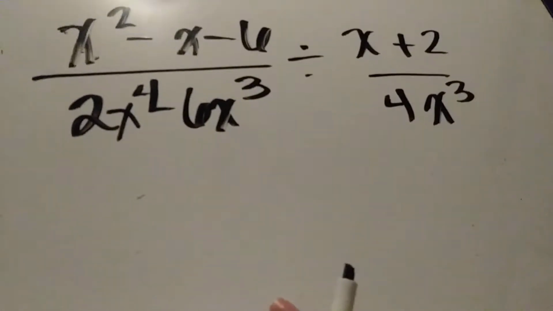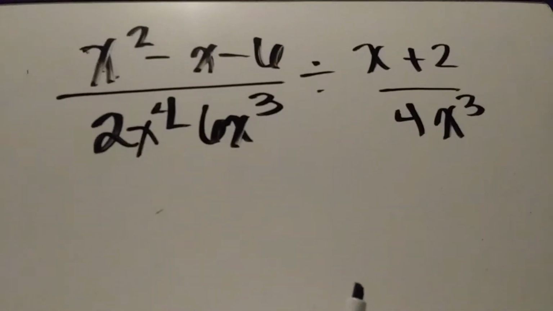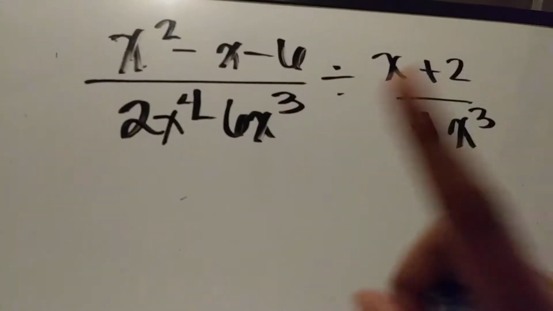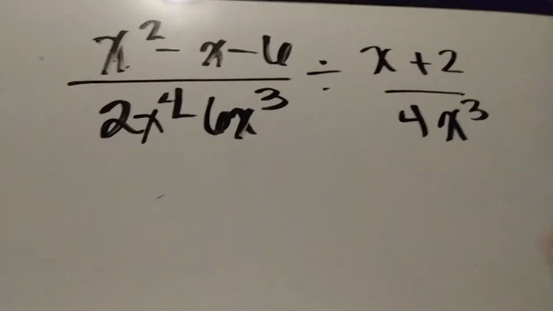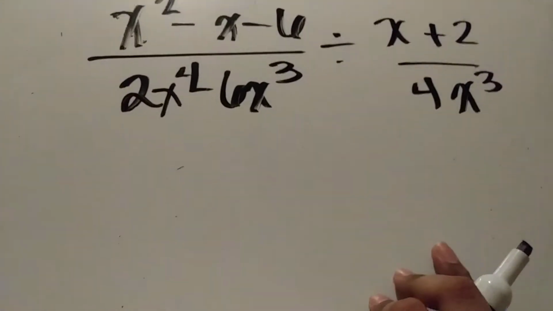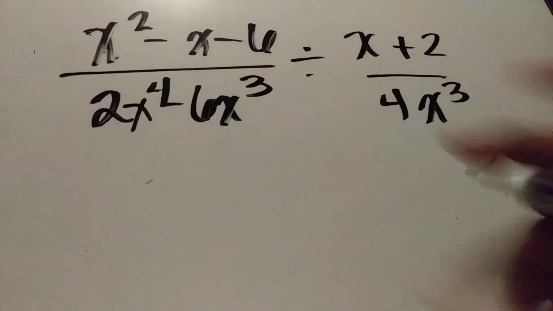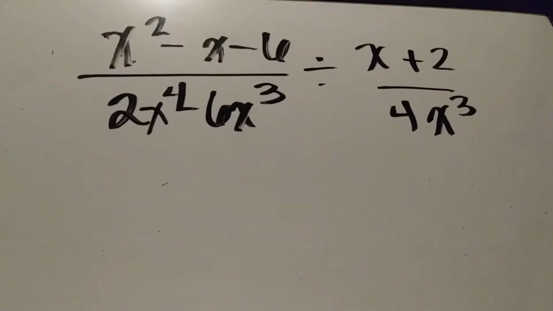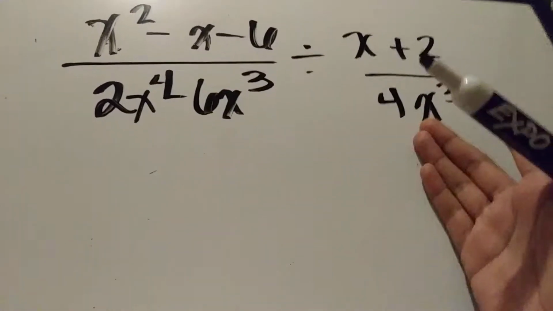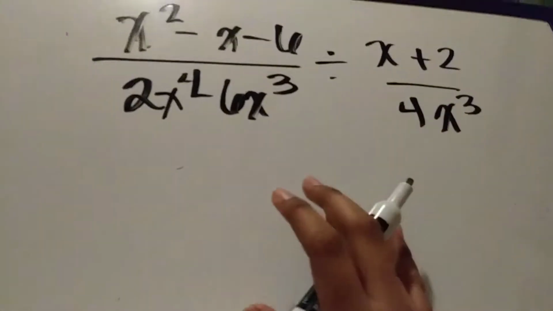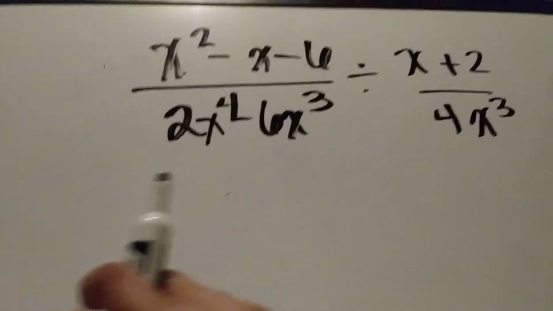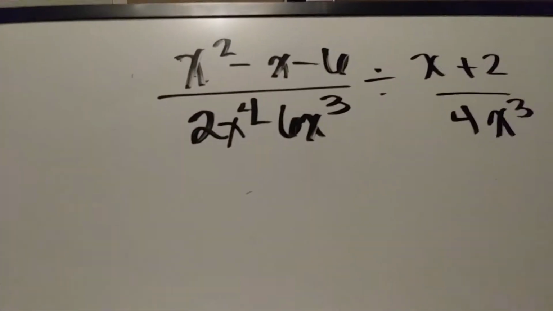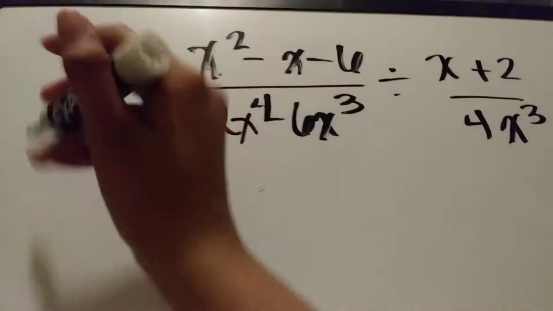Okay, so what we're gonna do now is divide rational expressions. I'm not gonna say radical in this video, rational. So first of all, because we are dividing two different fractions, we have to keep, change, flip, like I taught in the last video.